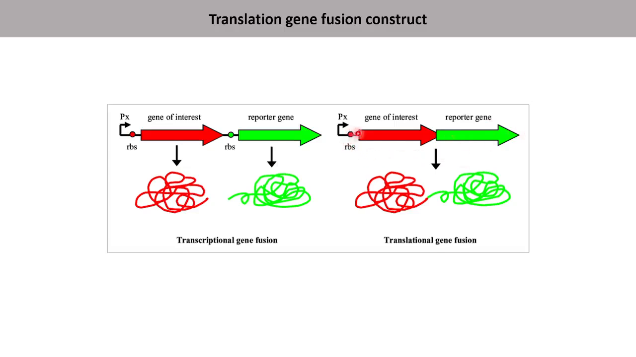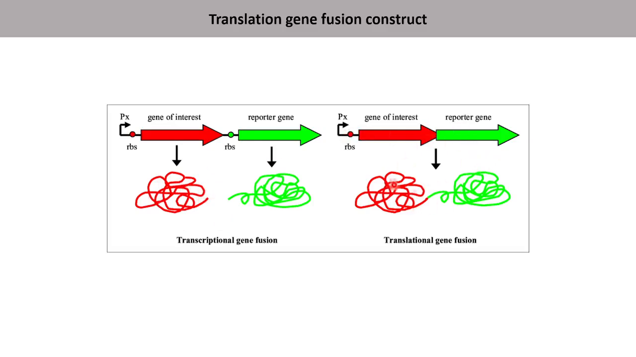Instead, what we have done is we have one promoter, one start codon site, and the reporter, the gene of interest, and the reporter genes are linked together. There is no space here. There is no stop codon in the middle of this. If there was a stop codon, the translation would have stopped here and the protein would have been produced separately as it produces in the first case.